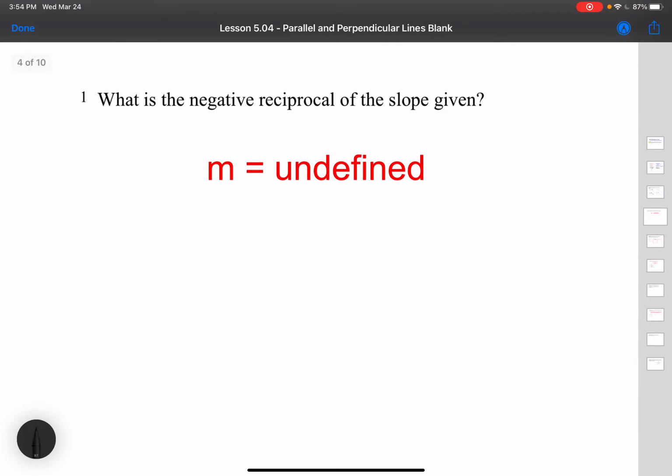Okay, so there's some negative reciprocals. What about this one? What if you had a slope? We can have an undefined slope. We've seen that before.